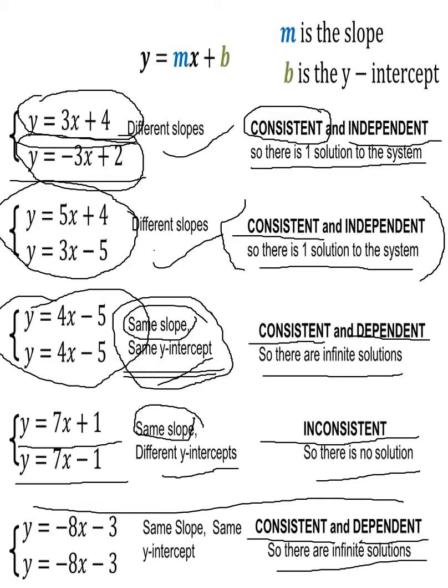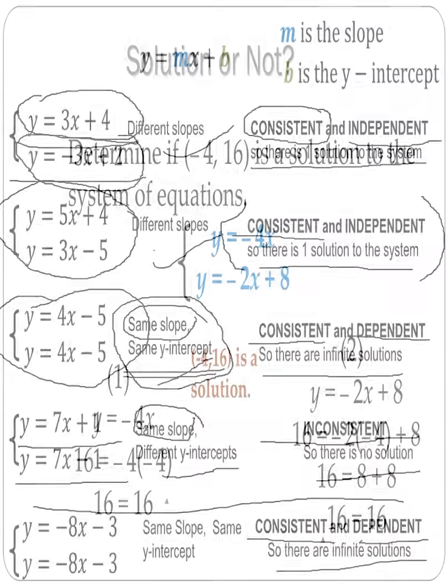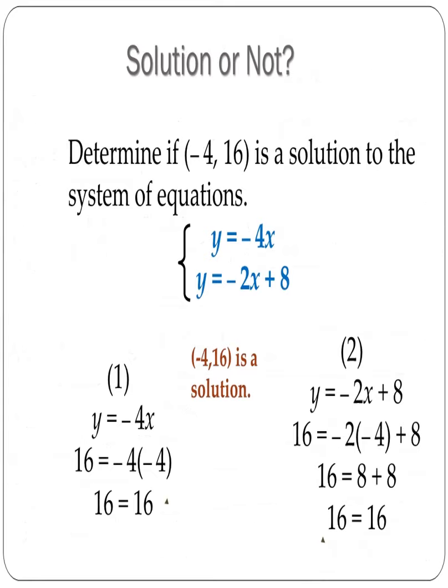Similarly, you just think about the last one, why we are writing it there. Now similarly, determine whether minus 4 comma 16 is a solution to this system of equations. What we have to do is put minus 4 in place of x and 16 in place of y, and check whether the right hand side becomes equal to the left hand side or not.